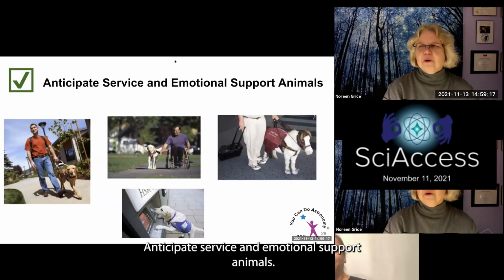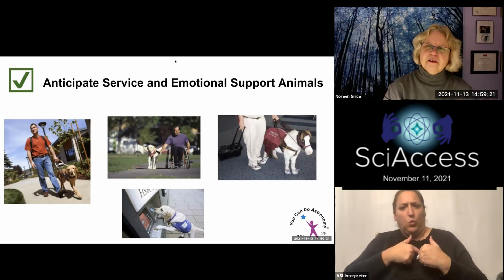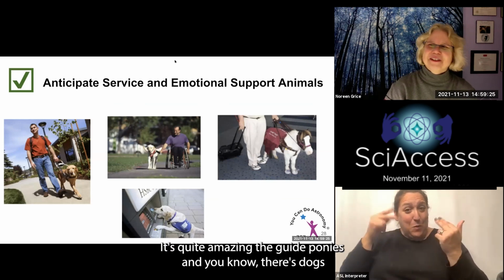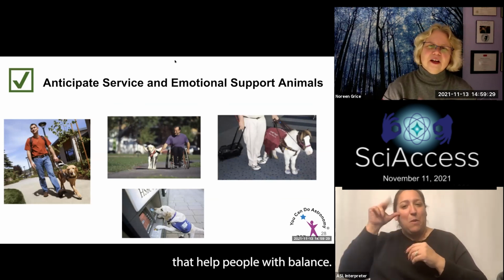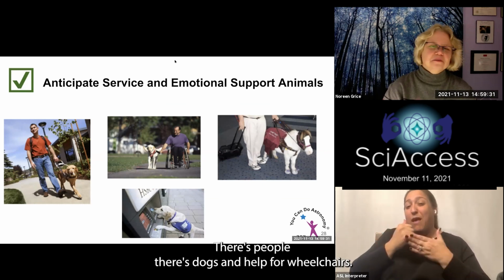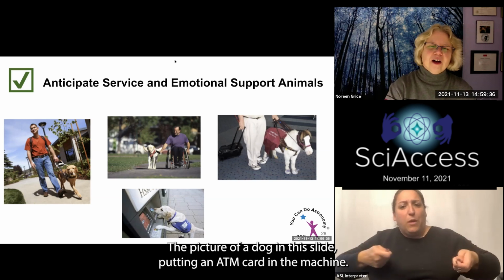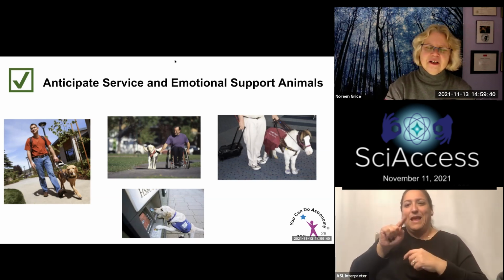Anticipate service and emotional support animals. We're all familiar with guide dogs, but I don't know if you've ever seen guide ponies. I have, in 2 different conferences. It's quite amazing, the guide ponies. And there's dogs that help people with balance. There's dogs that help pull wheelchairs. The picture of a dog in this slide is putting an ATM card in the machine.